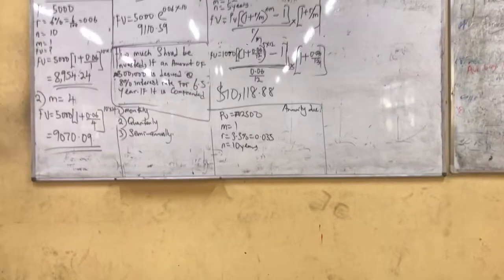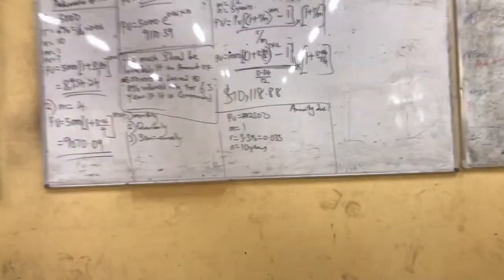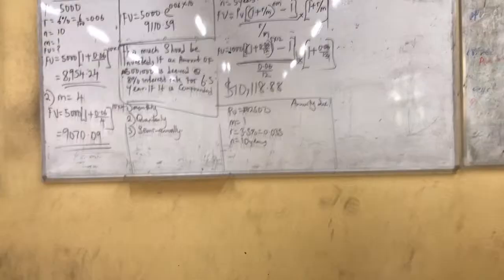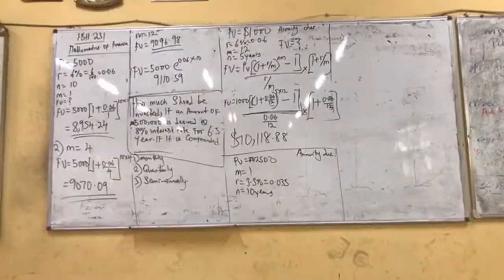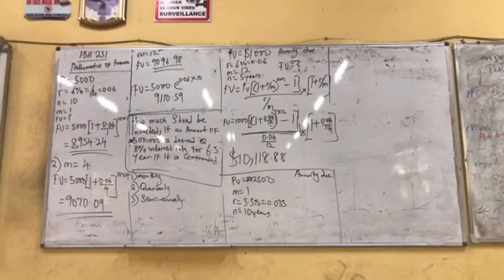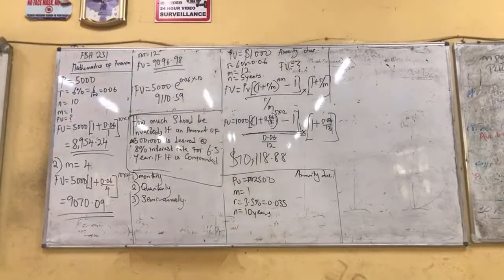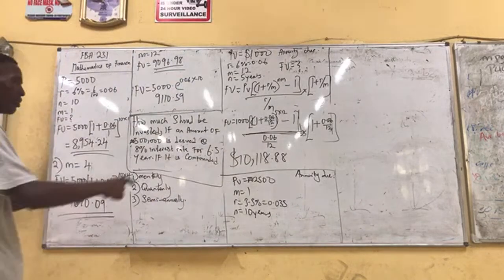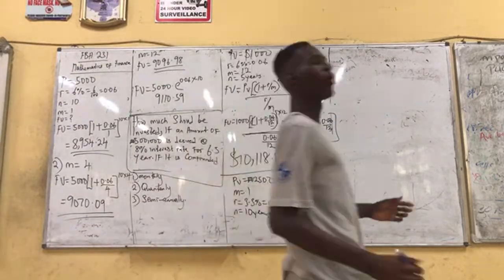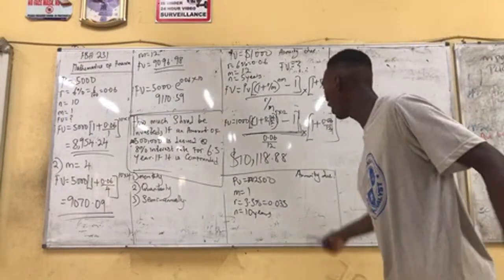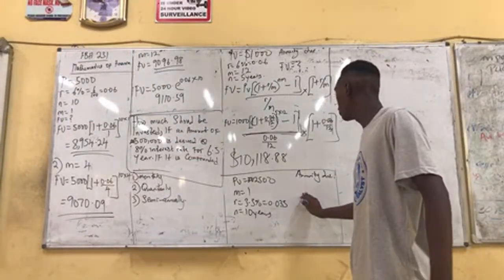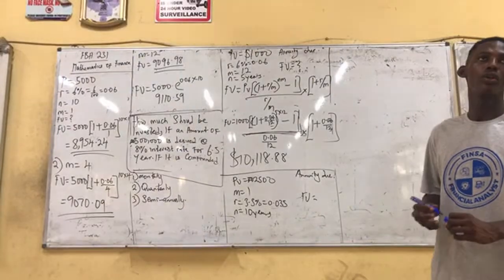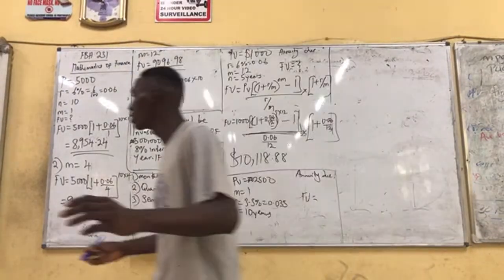Alright, so sorry for the interruption. Alright, so let's round up with this, then we continue with the rest of the question in our next class. Alright, so yeah, back to where I was, the future value of the annuity due that I just mentioned.